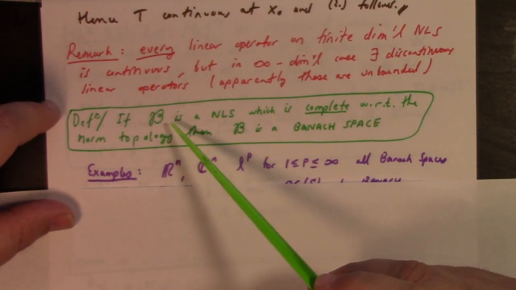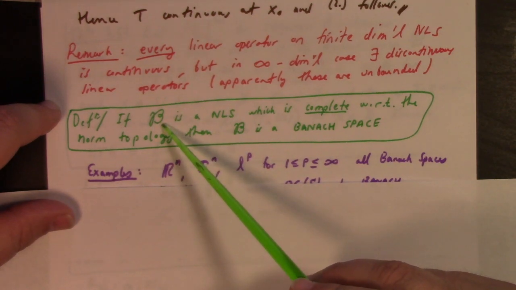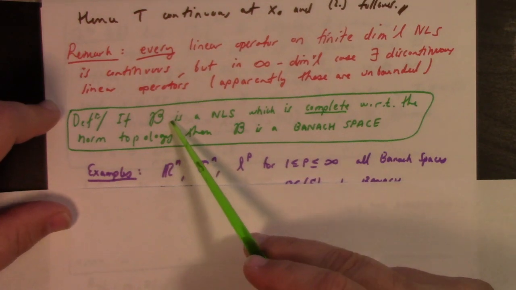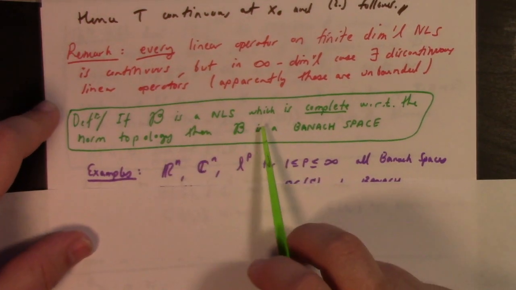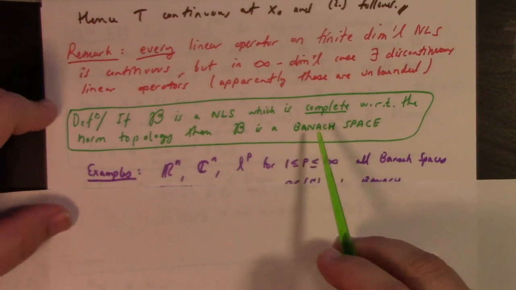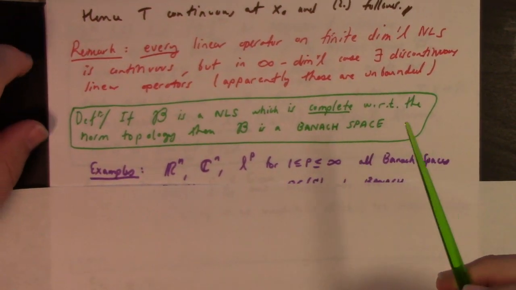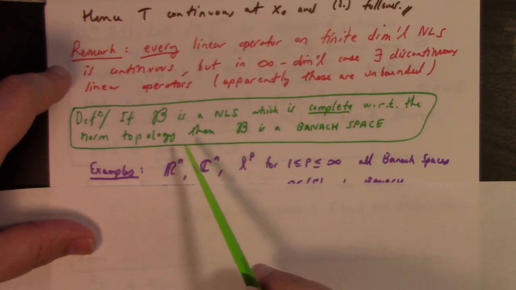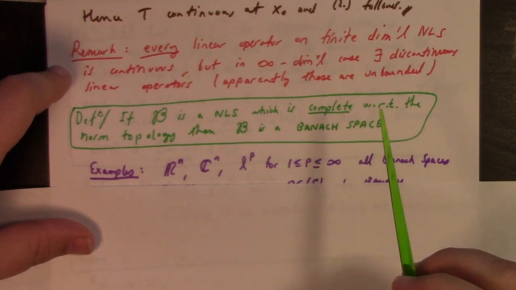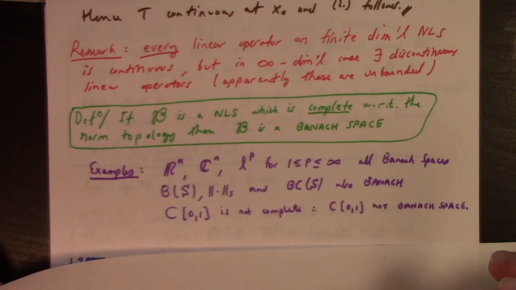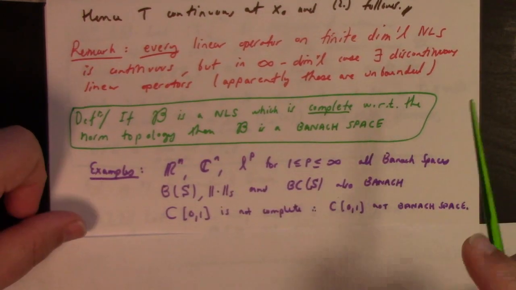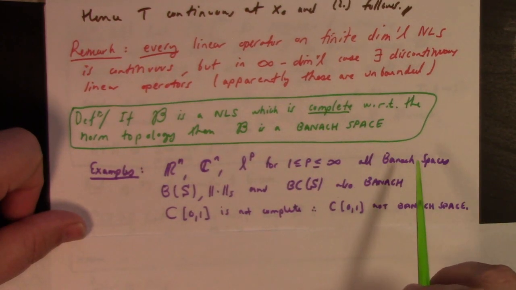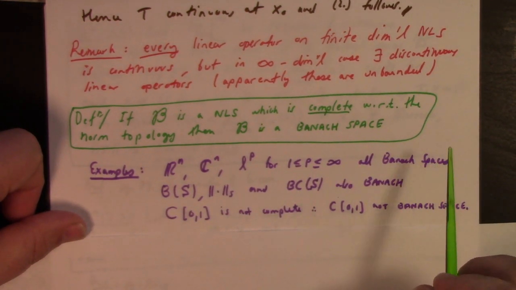I'm using this script B for Banach space in what remains of this talk, okay? So if B is a normed linear space which is complete with respect to the norm topology, where complete means that Cauchy implies convergent, then B is a Banach space. There are many examples of Banach spaces: R^n, C^n, L^p, even for the infinite case, like L infinity, all Banach spaces.